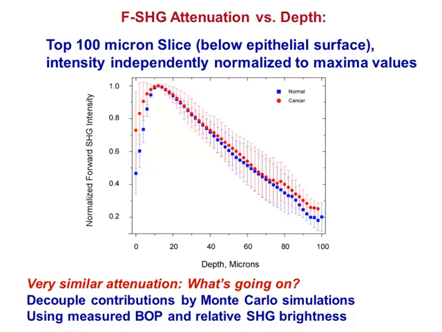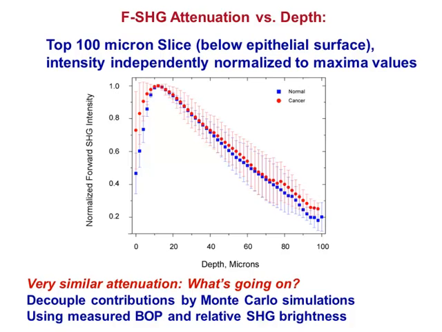So the next measurement we do is measuring the attenuation. This is going through the first 100 micron slice. We take the biopsy that our collaborator gave us, cut off the first 100 microns, and then image how the SHG attenuates as it goes through. And here we didn't get so lucky.